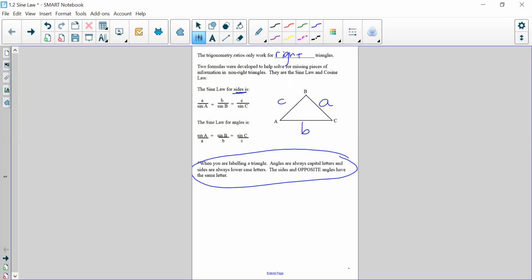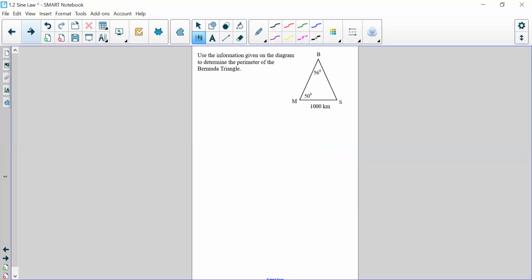And if you're looking for sides, you use this formula with the sides on the top. If you're looking for angles, you just flip the formula upside down and use this one with the angles on top. They're the exact same formula, just flipped around so that your variable's in the numerator, making it easier to find. So this first question says, find the perimeter of the triangle.